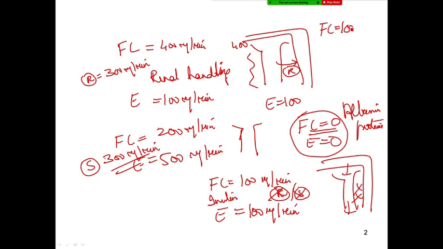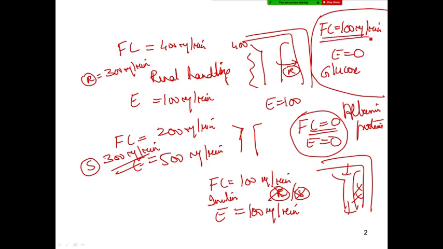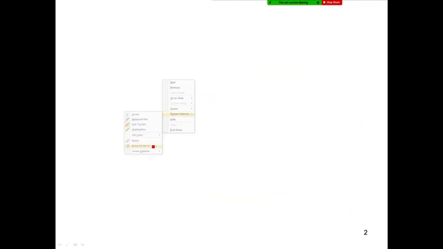If filtered is 100 milligrams per minute, excretion is 0. What are we looking at? Glucose. Because even though it got filtered, it got completely reabsorbed. So what happened to the excretion? 0. Got this? Okay. So that's why you have to know the equation.